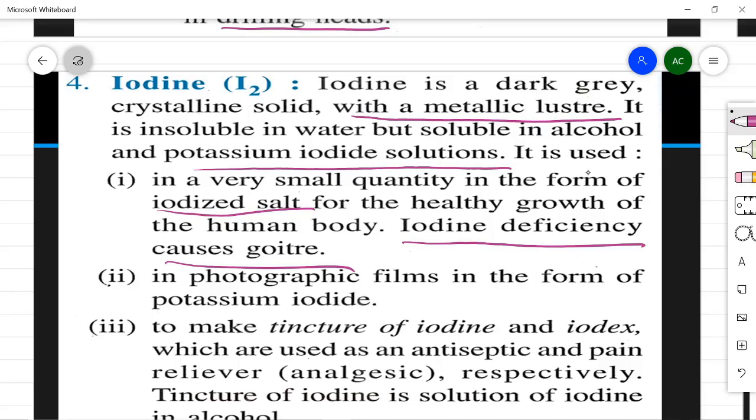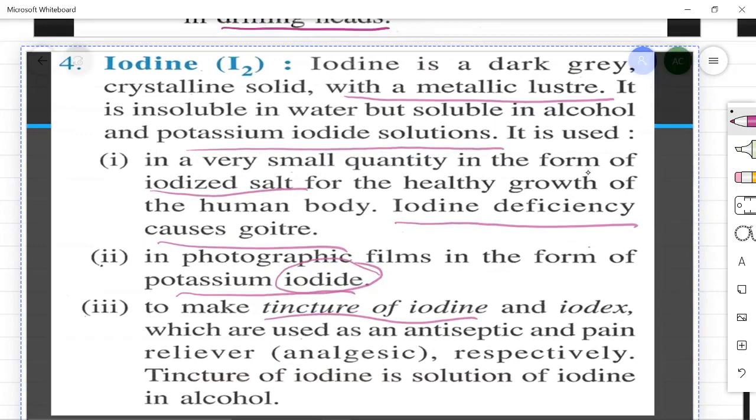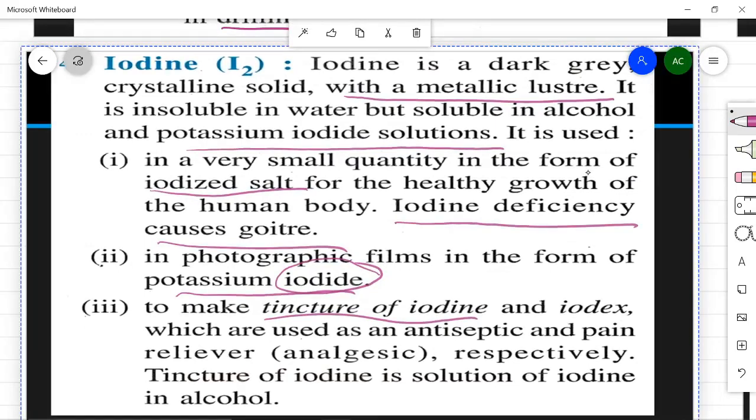Then it is also used in photographic films in the form of potassium iodide. Iodide is iodine actually. It is also used in making tincture of iodine. अल्कोहल में आयोडीन मिला दो तो टिंक्चर ऑफ आयोडीन बन जाता है, जो एक पेन रिलीवर एंटीसेप्टिक की तरह काम करता है. और आयोडेक्स में भी यूज़ किया जाता है. आयोडेक्स में भी आयोडीन होता है, इसलिए आयोडेक्स शाइनी सी होती है. आयोडेक्स का भी काम यही होता है, पेन रिलीवर, एंटीसेप्टिक की तरह.